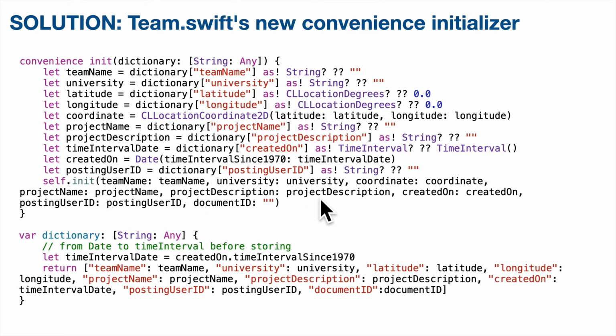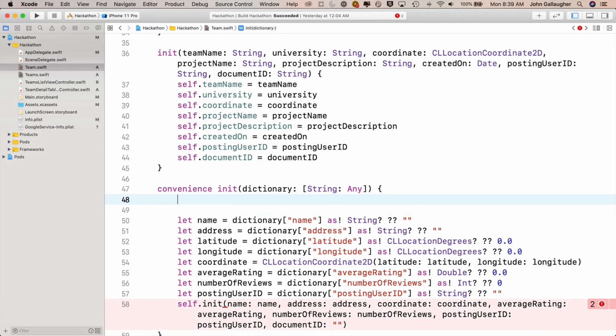And we need to make 2 diversions here. One is to create an Apple CLLocationCoordinate2D from a latitude and longitude that we saved to Google, and the other is to create an Apple style date from a Unix time interval from 1970 format. So back in our code, I'm going to quickly code the solution just as I showed you in the previous video. I'll fast forward this since we've already discussed the code.